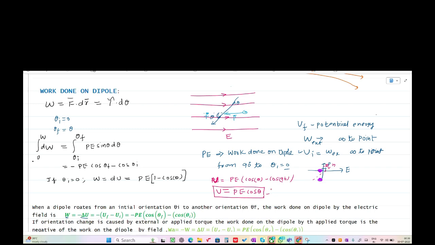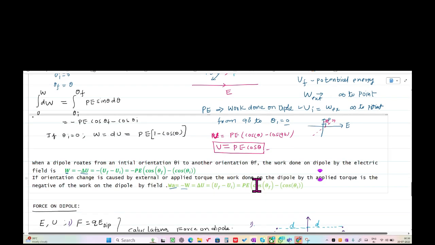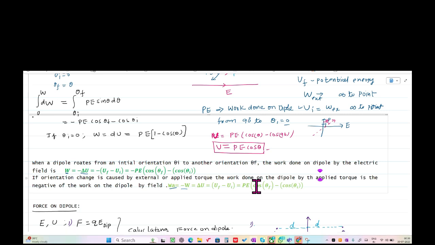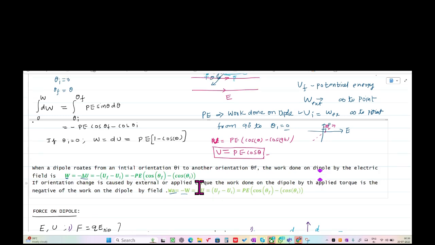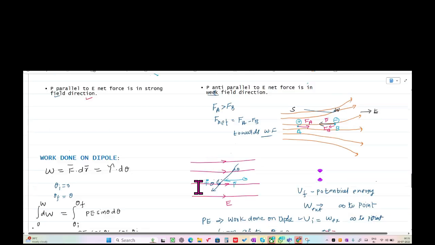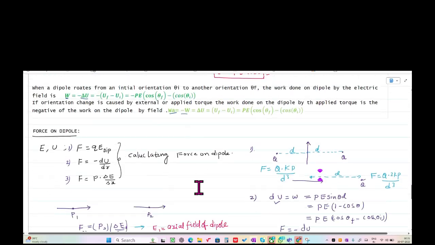The difference in potential energy means from the initial system to the final system. The work done to change the orientation of a dipole from an initial angle theta I to a final angle theta f is PE (cos theta f minus cos theta I), which is negative by the electric field and positive by the external torque. So this is the work done on the dipole by the electric field.